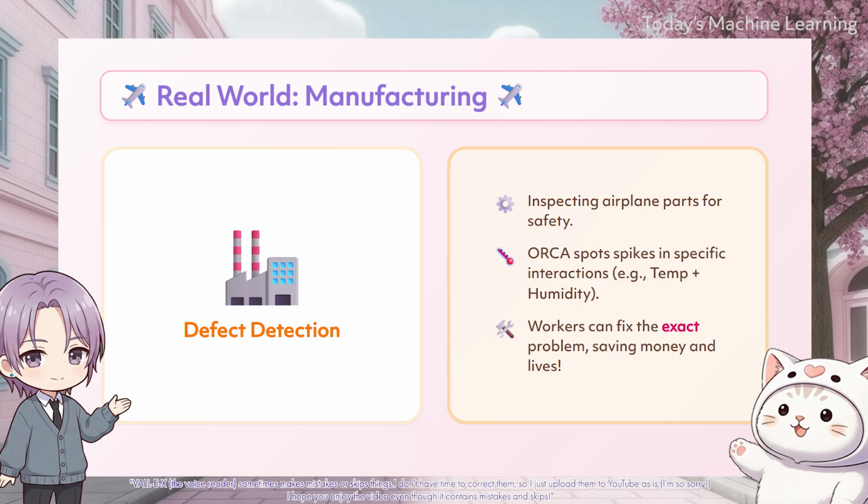By looking at the ORCA indices, the factory manager might discover a huge spike in a specific interaction order, say, between machine temperature and room humidity. The ORCA framework pinpoints exactly that these 2 variables are combining to cause the defect. The workers can then fix the exact problem on the factory floor, saving tons of money and keeping airplanes safe.